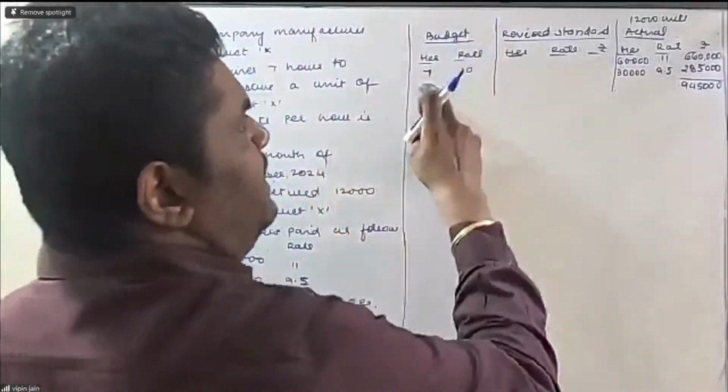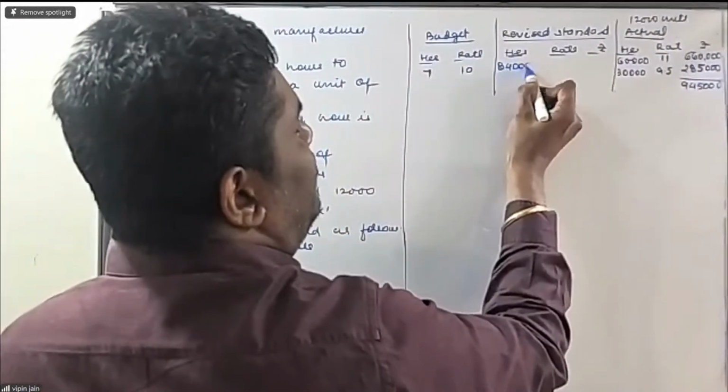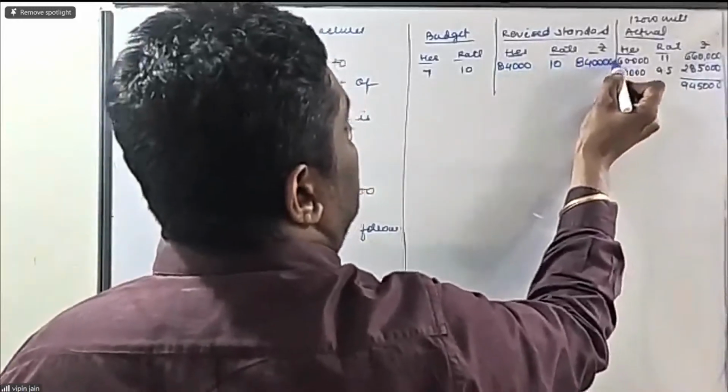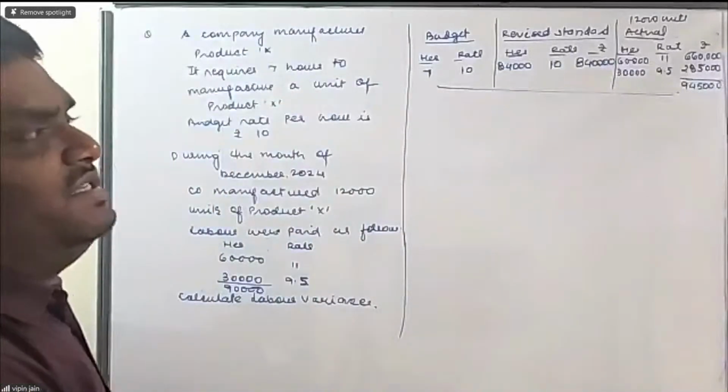So very simple, 1 unit, 7 hours. So 12,000 units, 84,000 hours. Rate is 10. So this will be 8,40,000. So now my master chart is ready.